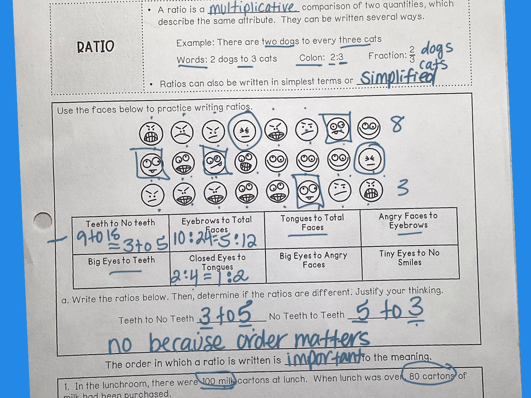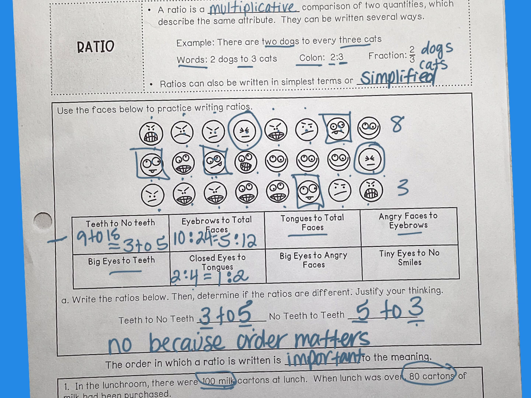Okay, and then looking at question B, what is the ratio of the number of milk cartons remaining to the number of milk cartons purchased? Okay, so first I need to figure out the number of milk cartons remaining. If I had a total of 100, and I subtract the amount of milk cartons that were purchased, I would have 20 left. 10 minus 8 is 2, so that would be 20. So the number of milk cartons remaining would be 20. That's my first number. To the number of milk cartons purchased, which I know is 80. So my ratio is 20 to 80.